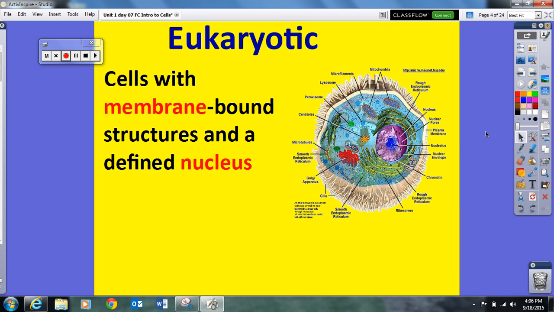Eukaryotic: cells with membrane-bound structures and a defined nucleus. Your types of cells are eukaryotic, and a good way to remember is you are eukaryotic. They have lots of organelles inside the cell, and each of them performs a different task.